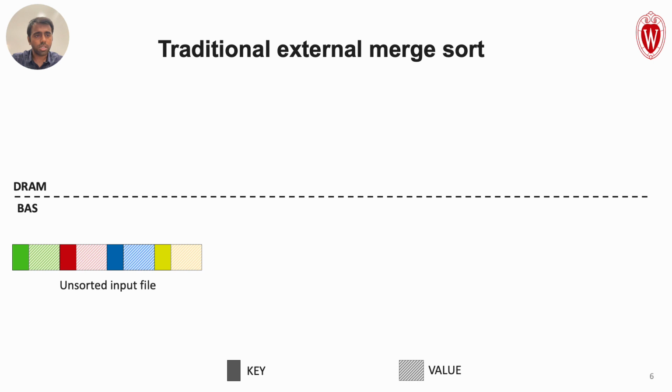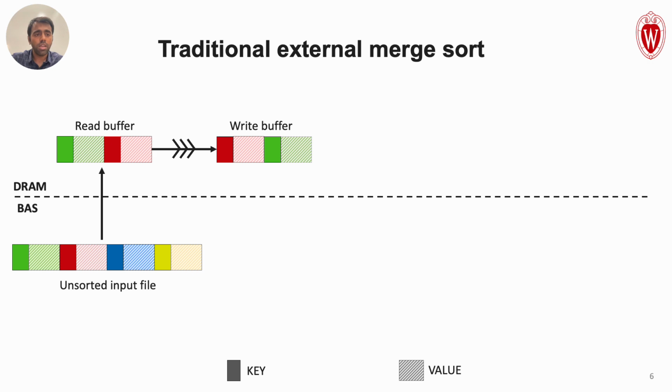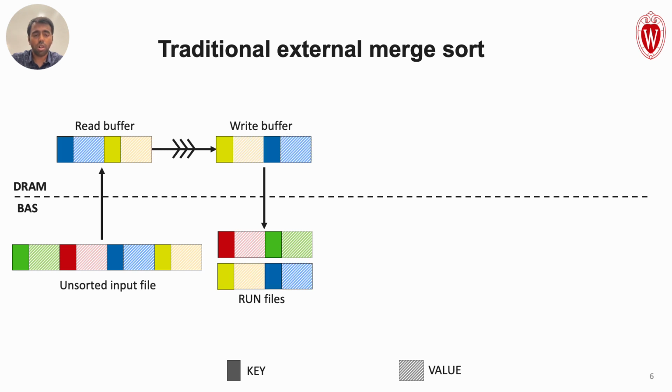Now let's quickly look at how traditional external merge sort works. Here the file starts off on the BAS device, where the keys are represented as blocks and the values as stripes. The DRAM capacity is traditionally much smaller than the BAS device, so you repeatedly read in a bunch of blocks of the unsorted input file to the read buffer in concurrent fashion. You gather the keys, sort on those keys, and then write them to the write buffer along with their respective values. Once the write buffer is full, you write it back to the run file, and you repeat this step until you generate all the run files required. This marks the end of the run stage.